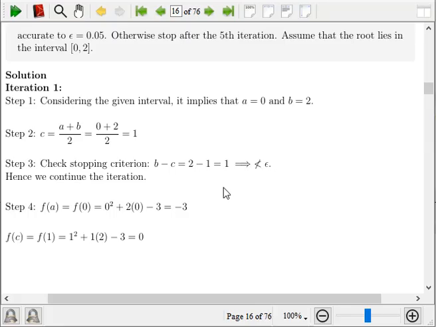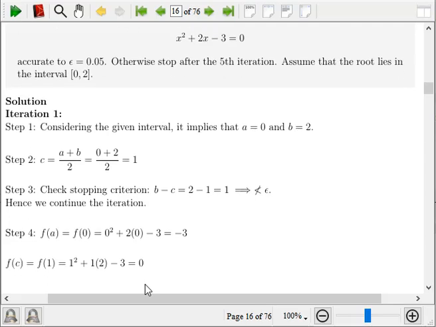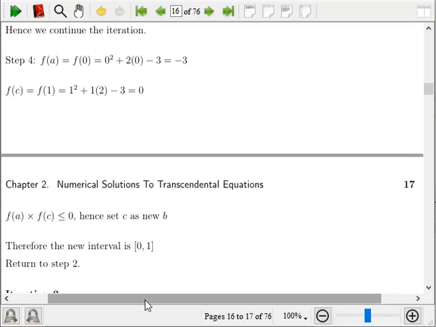We have to continue to the 4th step, which is to check f of a times f of c to see whether it's less than 0. So f of a, with a equal to 0, we put it into the given problem, and we get minus 3. Then f of c, where c is 1, we substitute that to obtain the functional value, and this is 1 plus 2 minus 3, that is 0.